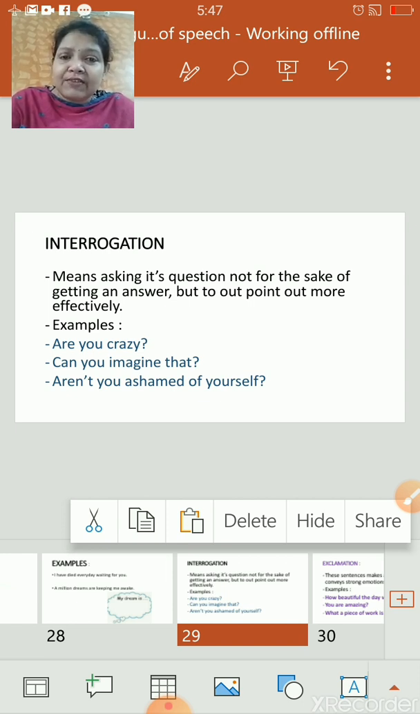So let us go through the definition. It means asking a question not for the sake of getting an answer, but to also point out more effectively. So that means, yes, it's very clear. I can give you some more examples like, are you feeling better? Or does it taste good? Or is it cool outside? So, yes, whenever we ask this kind of question, it is nothing but interrogation, and it's very easy to understand and recognize this kind of sentences and statements. Okay, now let us come to the next one.